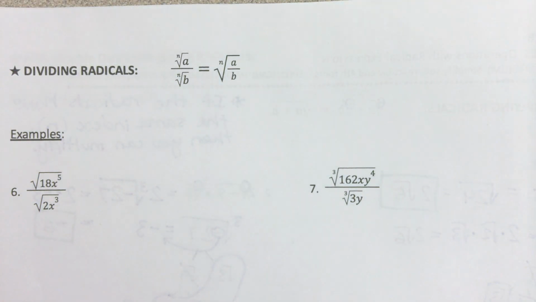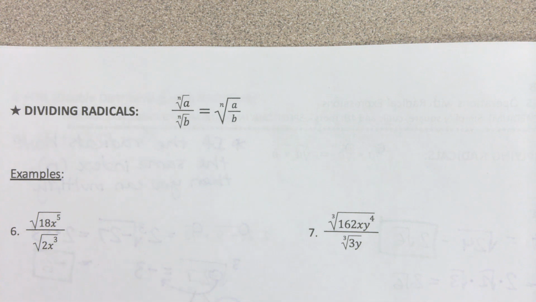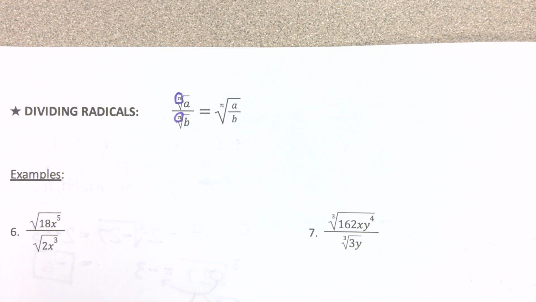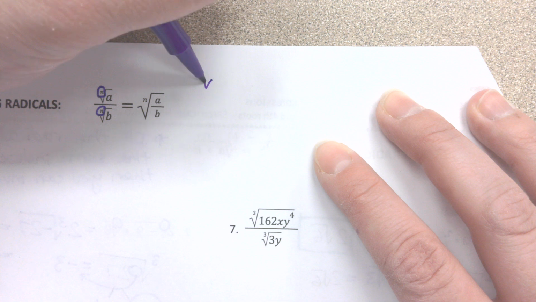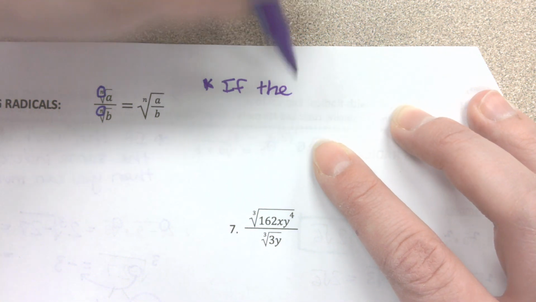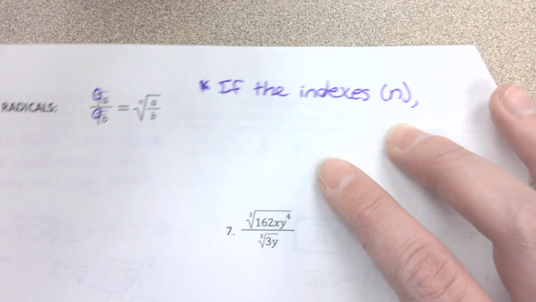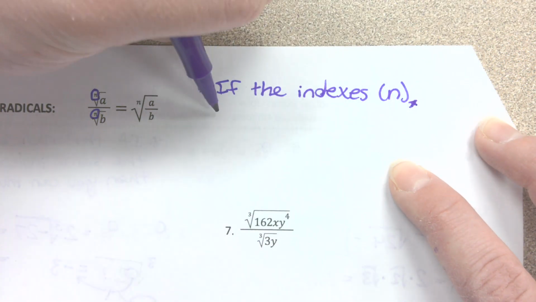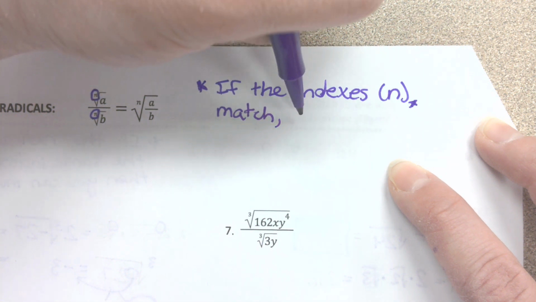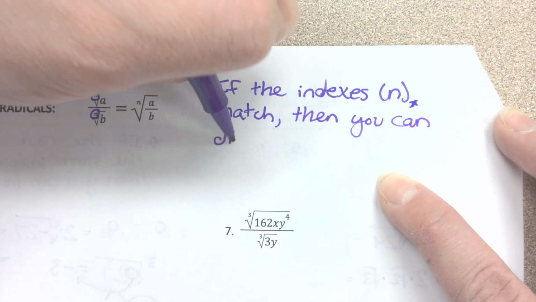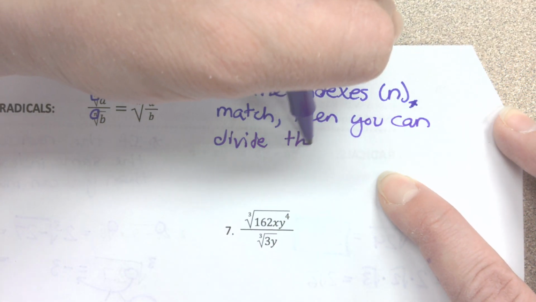Division works just like multiplication. Rule-wise, it's just division. So when we look at our rule here, we're looking for that same thing. If the ends match, then you can just divide A and B like you would be wanting to anyway. So exactly the same. If the indexes, again, that's referring to n, match, then you can divide the radicals.